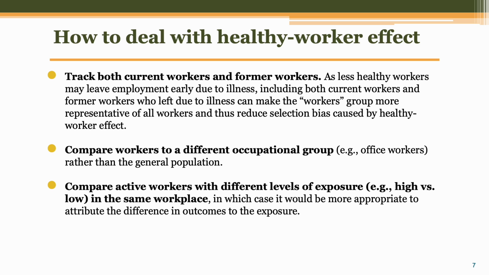The second approach is to compare workers to a different occupational group, such as office workers, rather than the general population. In this case, both the exposed group and unexposed group are current workers who have experienced similar selection processes at hiring and during the employment, making them comparable in terms of health status at baseline. The third approach is to compare active workers with different levels of exposure in the same workplace, such as high level versus low level of exposure. This approach would make it more appropriate to attribute the difference in outcomes to the exposure per se.